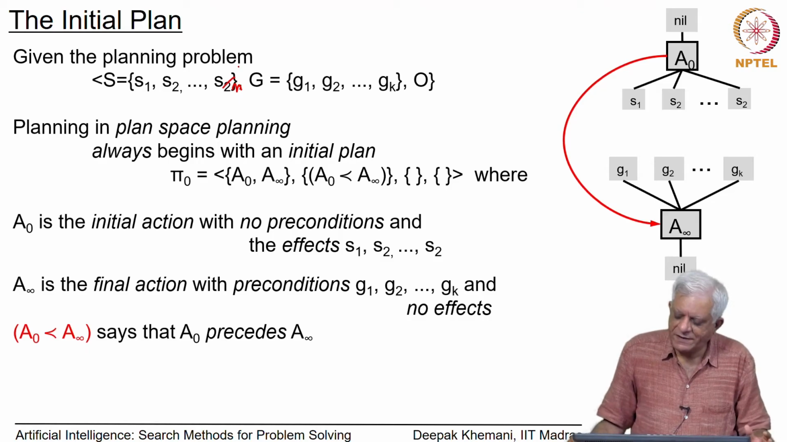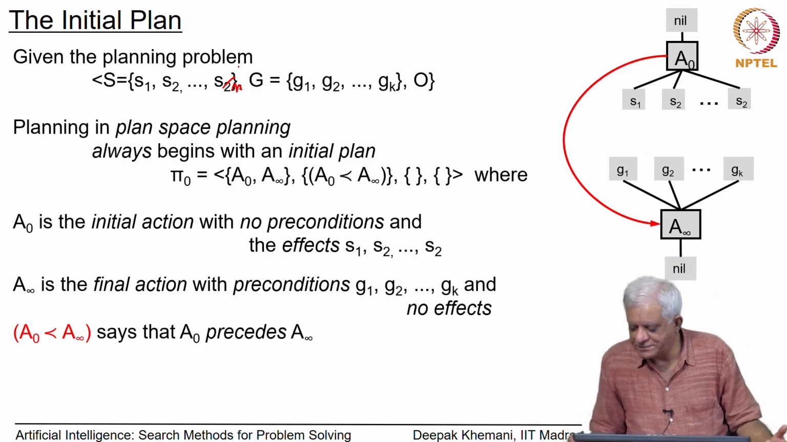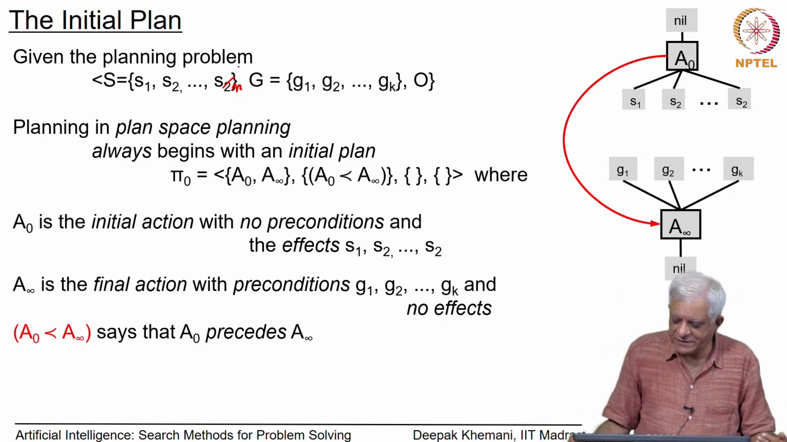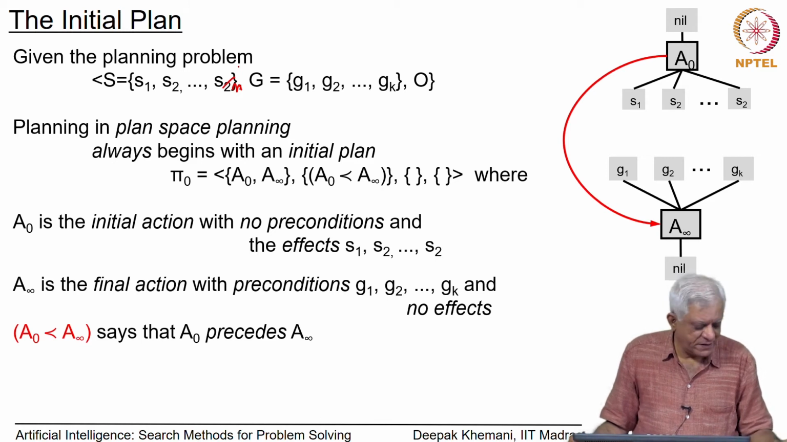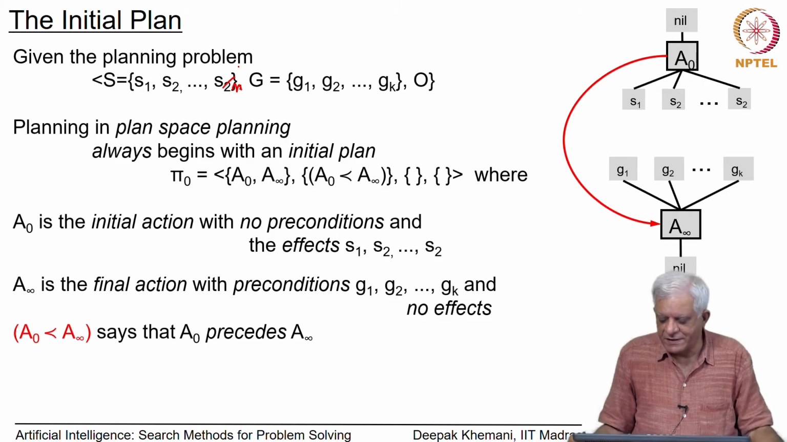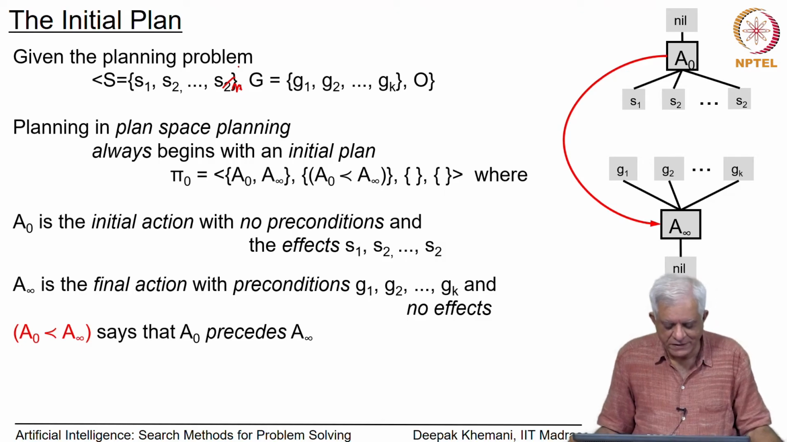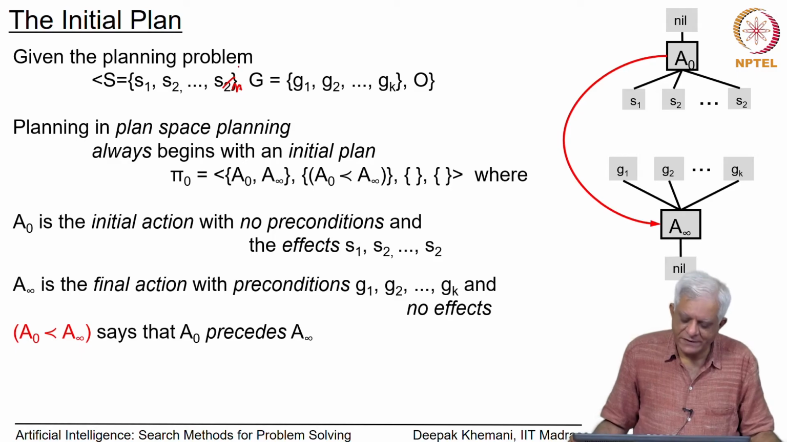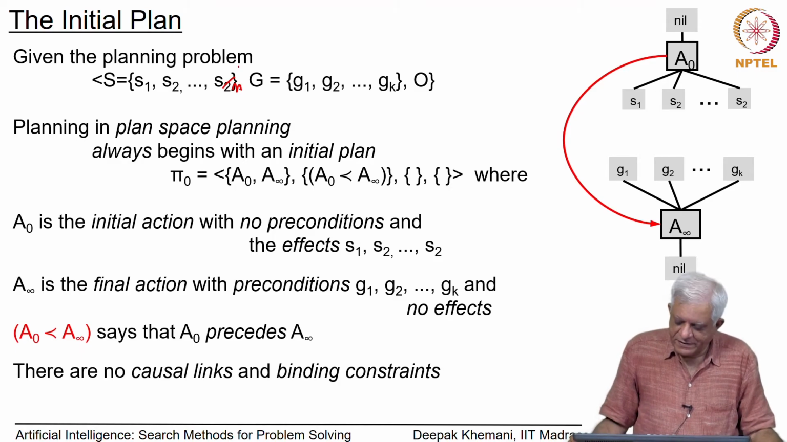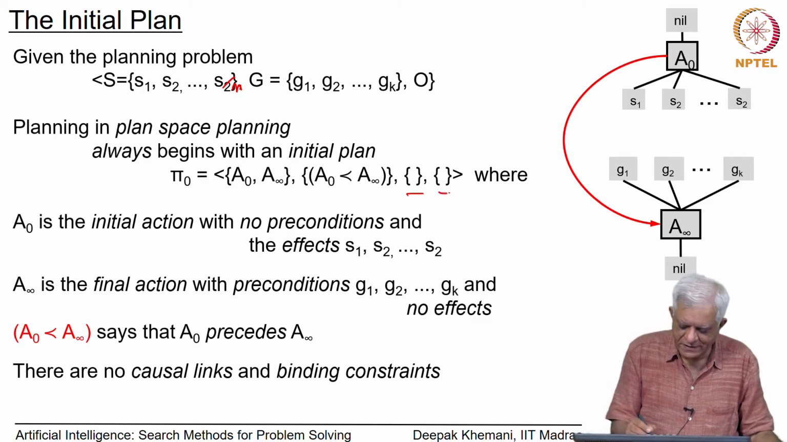This is the initial plan with which the plan space planning algorithm always begins. The only thing that changes as we define new problems is that the elements S 1, S 2 and so on, and G 1, G 2 and so on, change as we move to a different problem, but otherwise the structure is still the same. The initial plan has two actions, A 0 and A infinity, and an assertion that A 0 must happen before A infinity. There are no causal links and binding constraints as we observed, these two sets are empty.